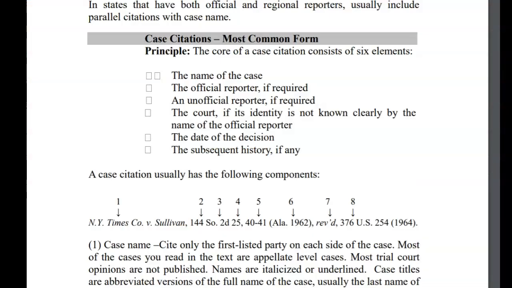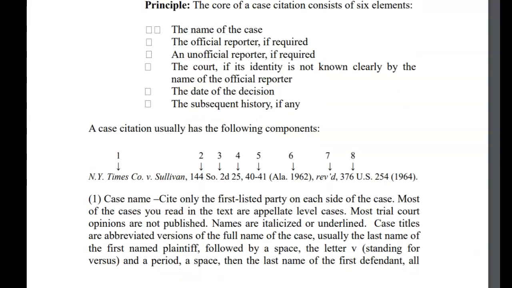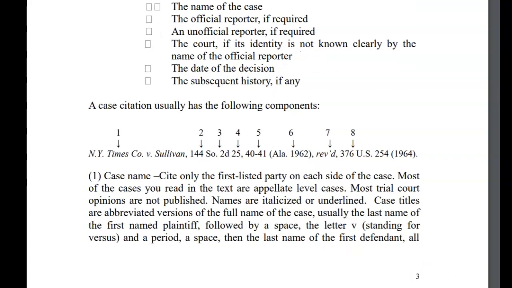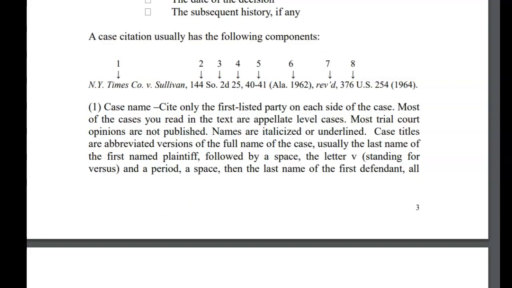Let's take a look at the same example that is provided in your student citation packet. Now we're going to cover each of these points. New York Times Company versus Sullivan. What is number 1 highlighting? That's the case name. You want to cite only the first listed party on each side of the case.